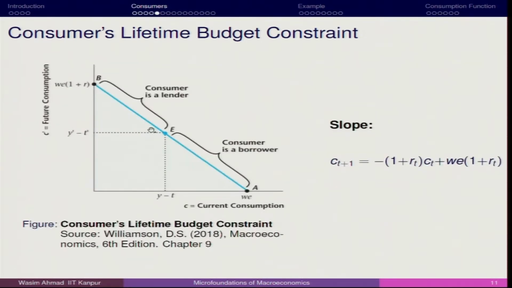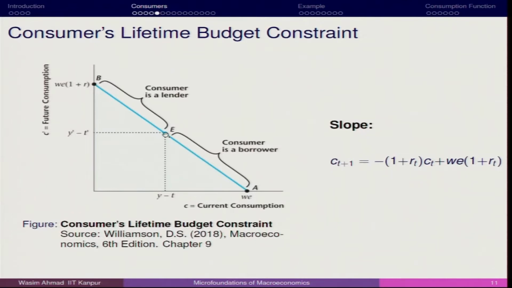Now, we have to understand certain dynamics. What are those dynamics? One is that when we have such a scenario, suppose Y prime minus T prime is the future period. Here you have the future consumption, this side you have the current consumption, and this is the budget line of the representative consumer. So, endowment in the current period is this WE, and the income endowment, wealth endowment in the future period is WE multiplied by 1 plus R. Here instead of t plus 1, we are just focusing on prime. So, Y prime minus T prime is equivalent to Yt plus 1 minus Tt plus 1, and here Y minus T.